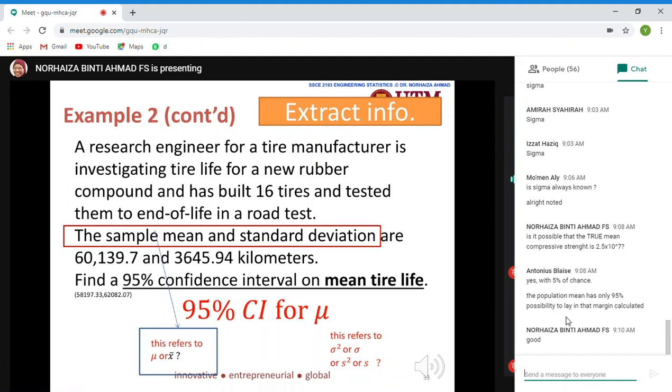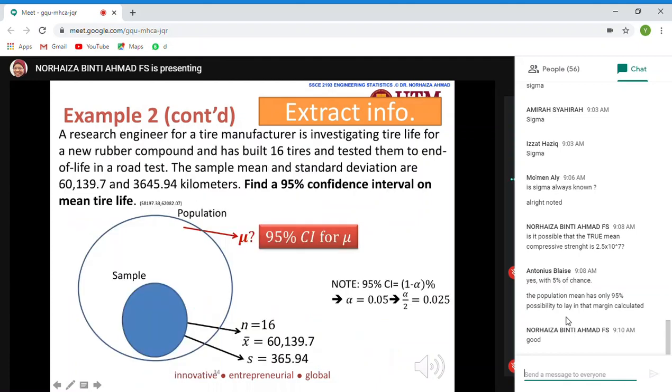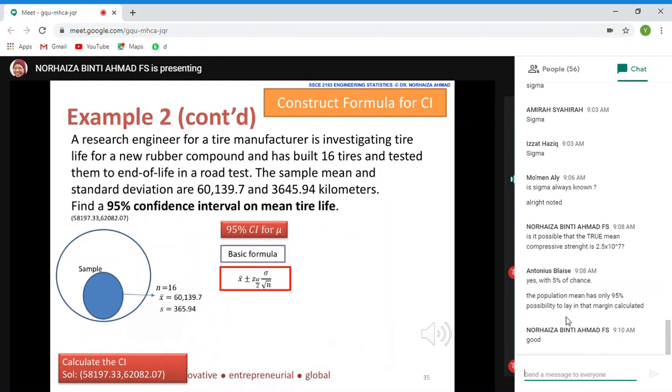Then extract the information. It says the sample mean for that 16 tires, so therefore it's going to be that. These are all the information from this passage, X bar and S, because they're all from the sample of the 16 observations.